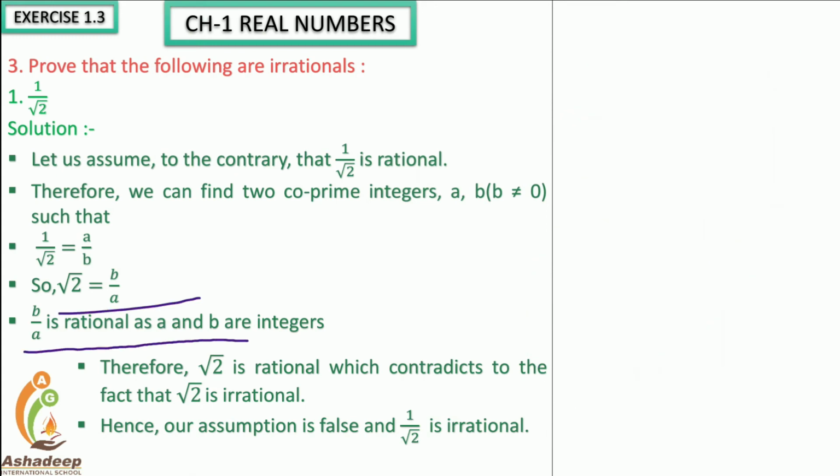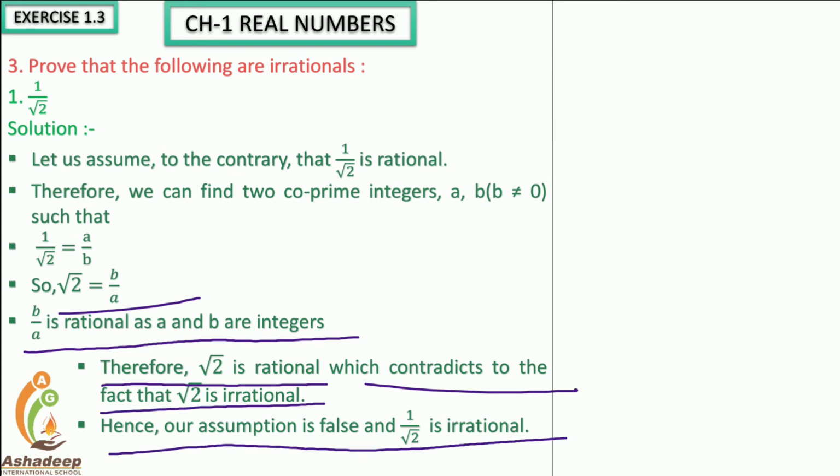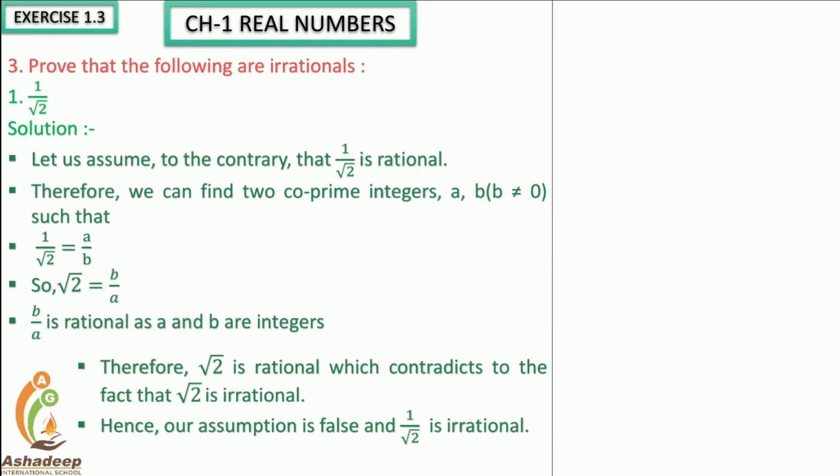So b by a is a rational number, as a and b are integers. Therefore root 2 is a rational number, which contradicts the fact that root 2 is an irrational number. Hence our assumption is false, and 1 upon root 2 is an irrational number. So this sum is very easy, right? We do not need to do the long method which we saw in the very first sum, right?